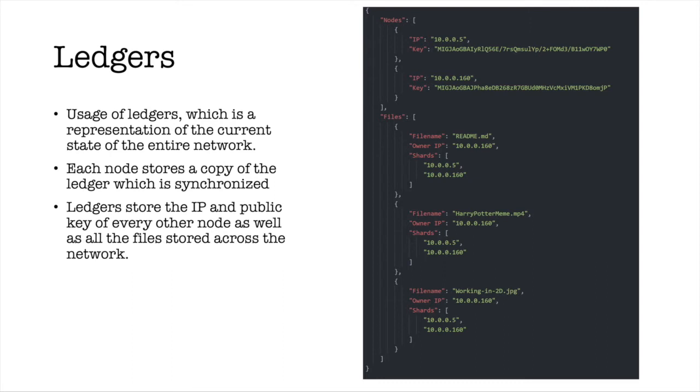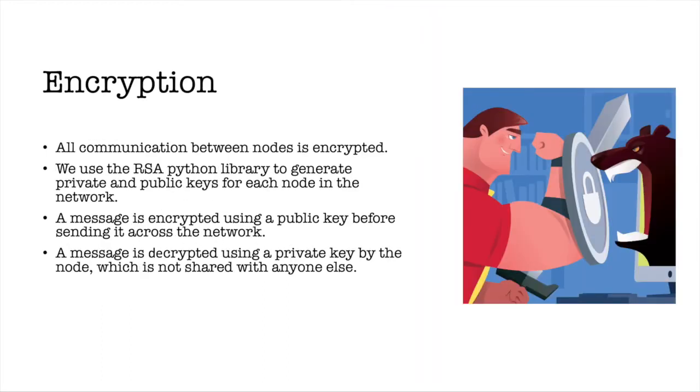We use ledgers. The ledgers are basically a representation of the current state of the entire network. Each node stores a copy of the ledger which is synchronized, and ledgers store the IP and the public key of every other node as well as all the files stored across the network. All the communication between nodes is encrypted, and this is crucial. We use the RSA Python library to generate private and public keys for each node in the network. A message that is sent across the network is encrypted using a public key before sending it, and it's decrypted using a private key by the node, which is not shared with anyone else. By using encryption, we are preventing access to unauthorized users in our network.